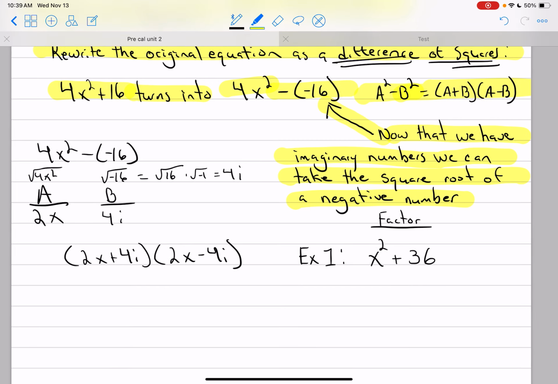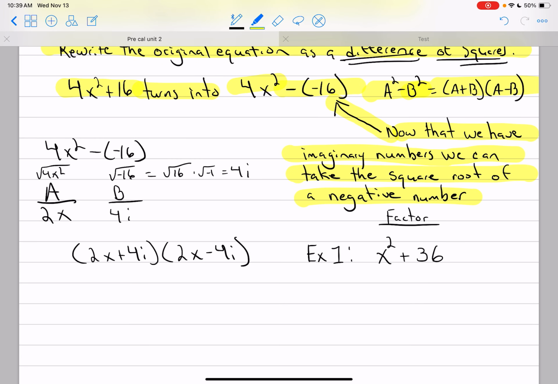All right, so let's put this into action. Go ahead, we have 4x squared minus negative 16. So we have to do the square root of 4x squared, which is 2x, that's our a term. And we have to do the square root of negative 16, which is our b term, right? And just to remind ourselves, square root of negative 16 is the square root of 16 times the square root of negative 1. And the square root of 16 is 4. The square root of negative 1 is i. So our b term is 4i.